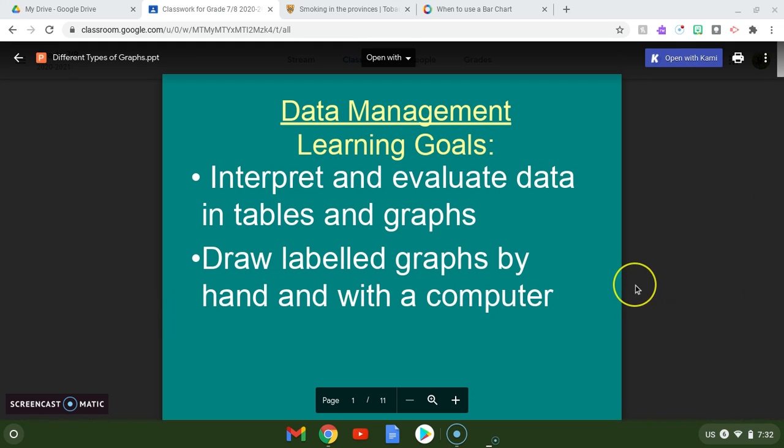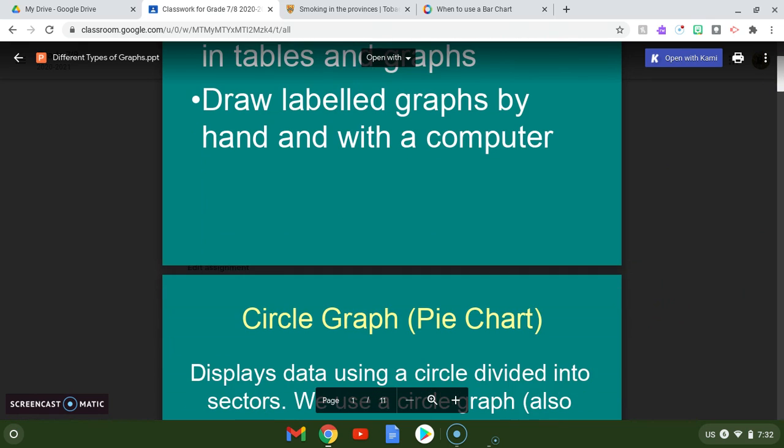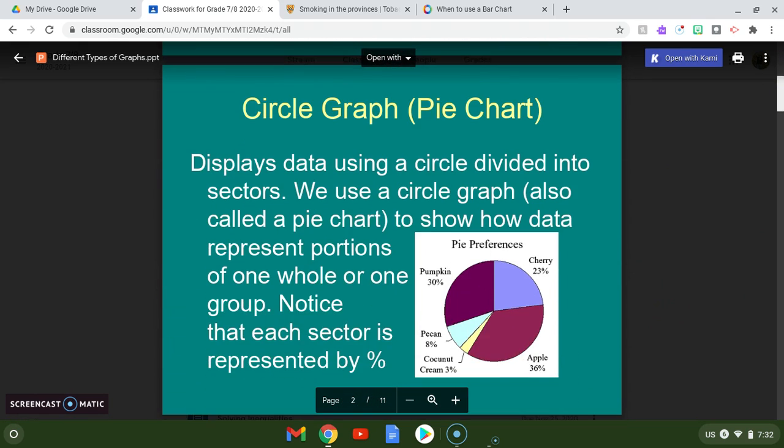So, first one, we've got a circle graph, which is a bar chart, also known as. So when we have a circle graph, we need to have a set of data that totals up to 100%. So we are showing parts of a whole.